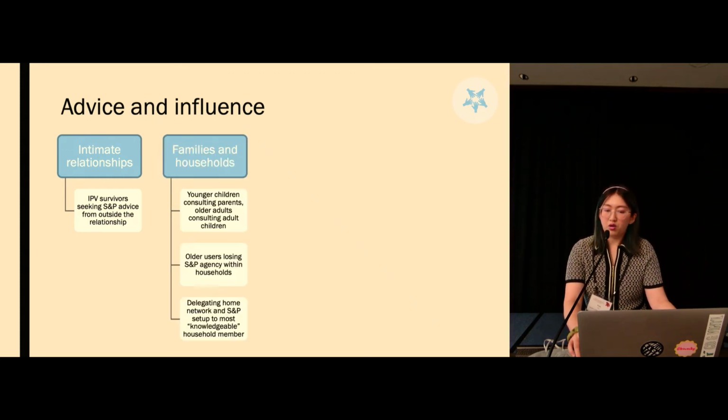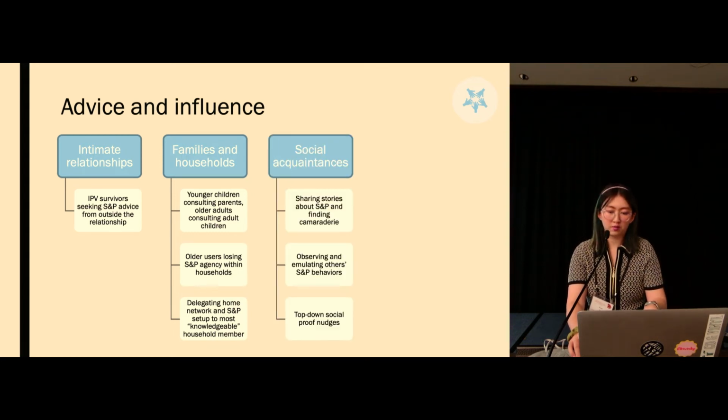And this power imbalance continues at the household level, where the most, quote, knowledgeable or technically literate member is going to be tasked with setting up devices and networks and giving out advice. And younger kids ask their parents for SMP advice, and older adults in turn also ask their adult children for advice. In both cases, those being consulted prefer more lockdown modes to SMP that are intended to protect those that are more vulnerable, but also kind of takes away their agency.